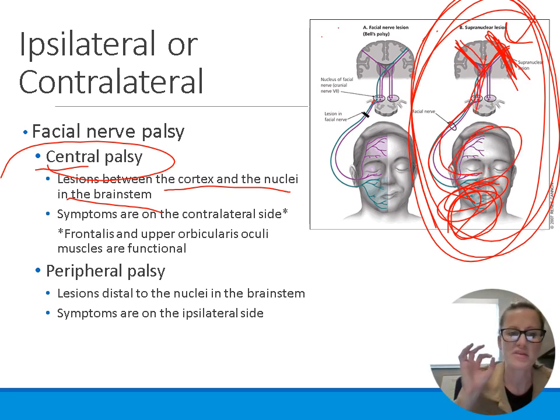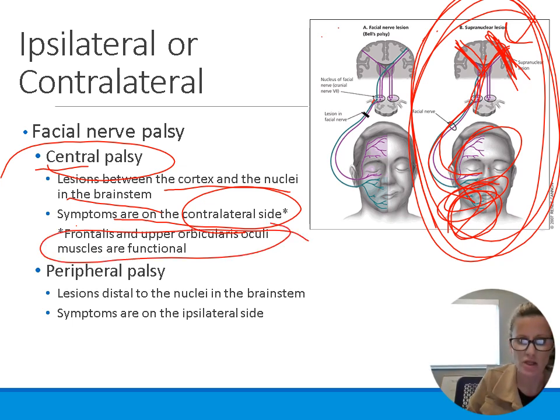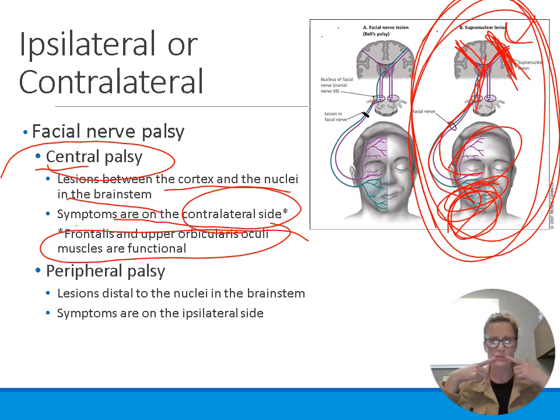So with the central lesion, symptoms are on the contralateral side, right, the opposite side of the face, but they're only on the bottom of the face. The frontalis and upper orbicularis oculi muscles are still functional. So if the person can't smile, they can't puff up their cheeks on one side, but they can raise their eyebrows and blink, that means it's most likely central facial nerve palsy of the opposite side. So if the symptoms are on the right, your lesion is in the cortex on the left.